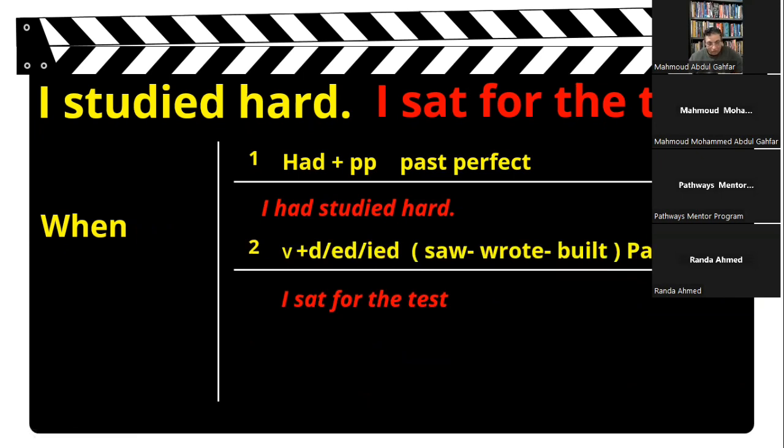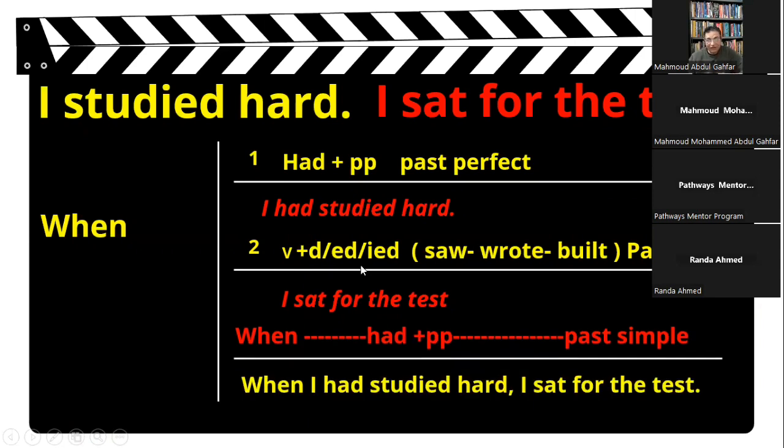This is one rule. So when can be followed by past perfect, had plus the past participle of a verb, and then past simple, which is the verb plus d or ed or ied, the second action. So we can join these two sentences together: when had plus the past participle, followed by the past simple. So when I had studied hard, I sat for the test.